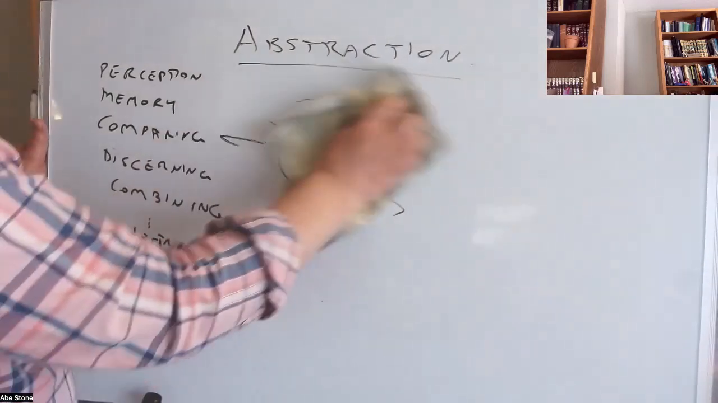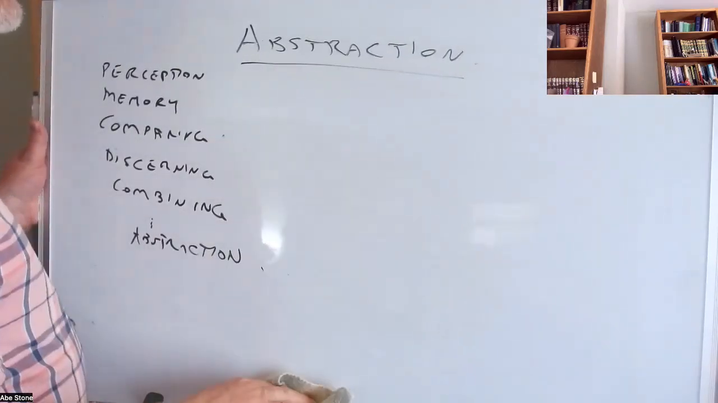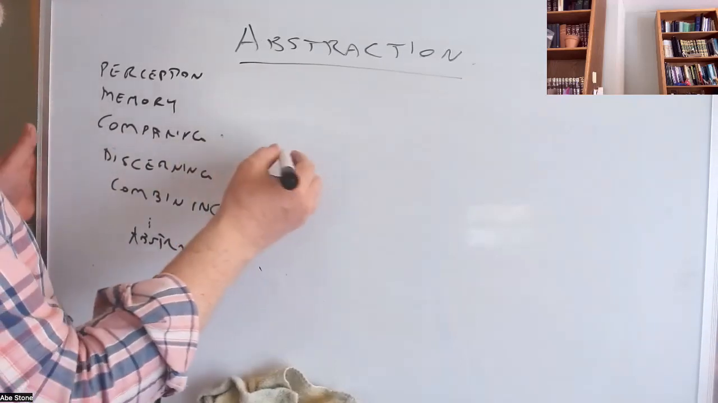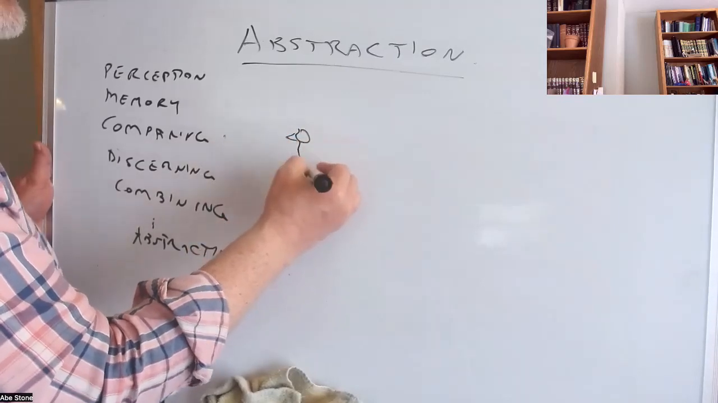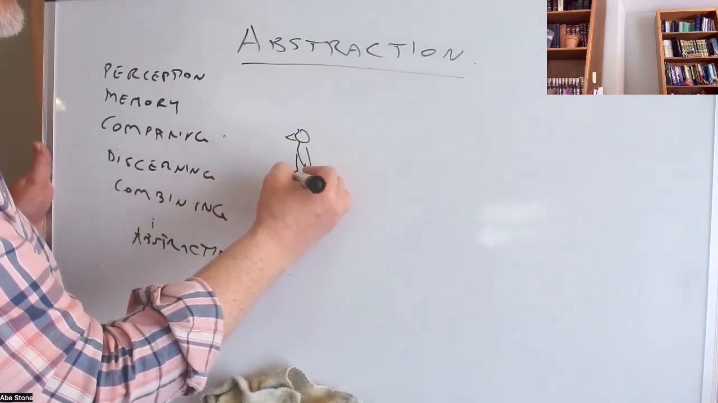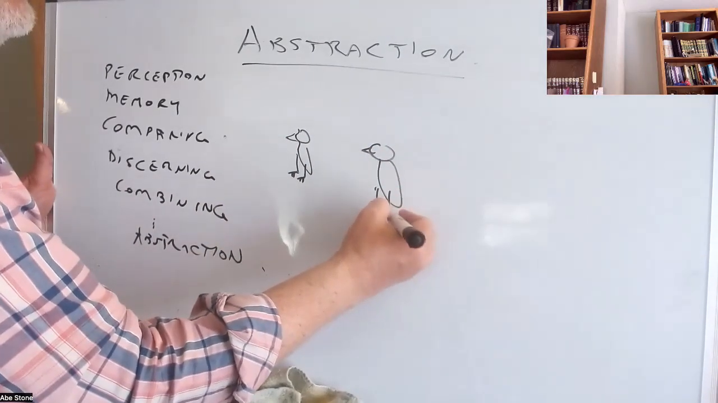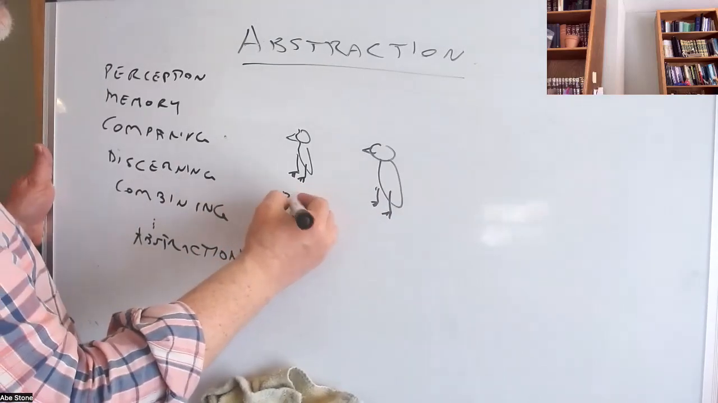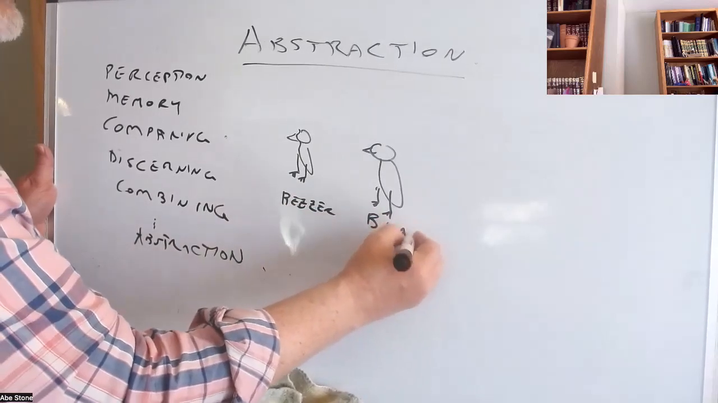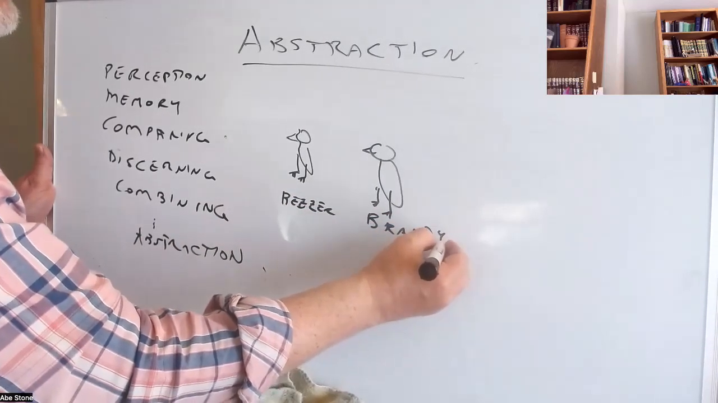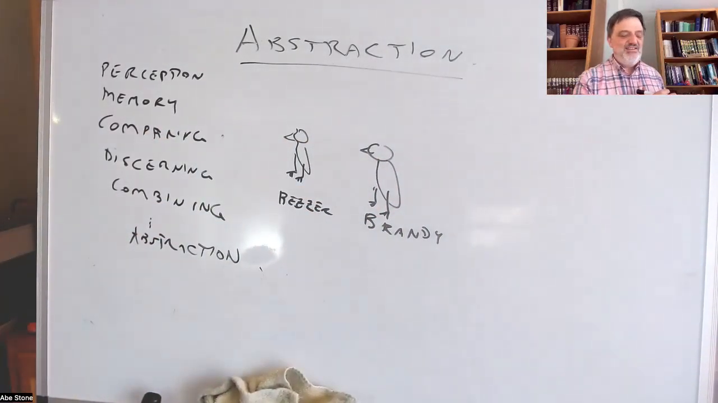So here's one way of thinking of that, and this is the way I always used to think about it. So suppose you have, these are my brother's two parrots, Beezer and Brandy. Actually, I think Beezer is bigger and Brandy is smaller. I drew them wrong. Anyway, it doesn't matter. He has two parrots named Beezer and Brandy.